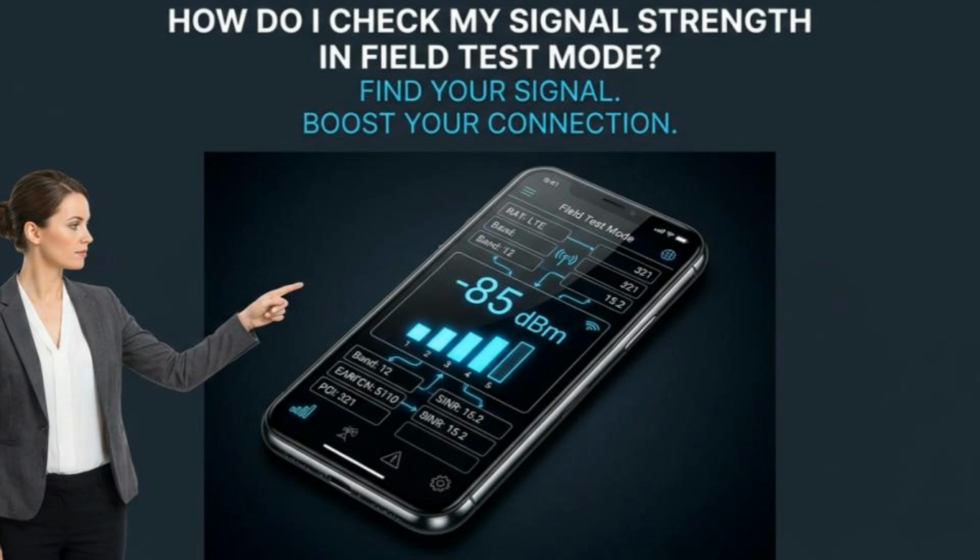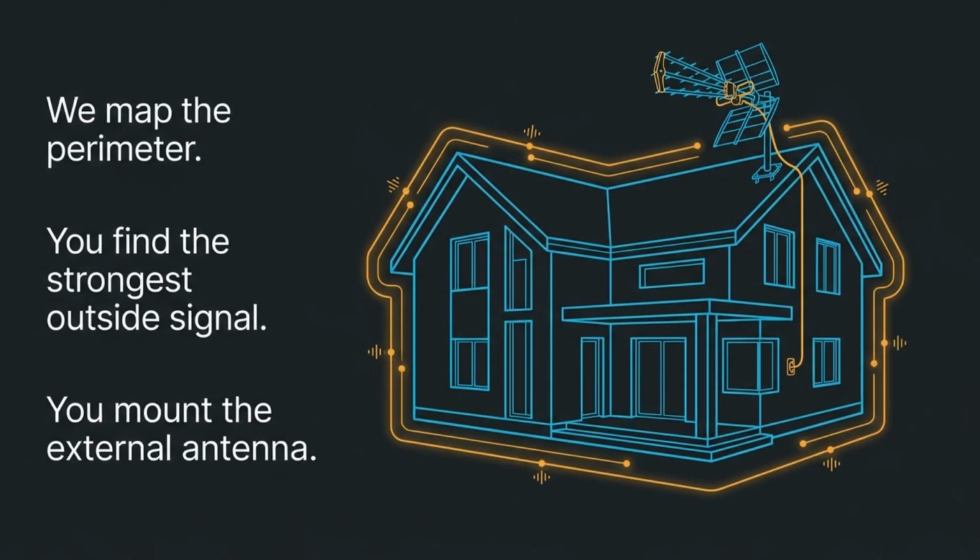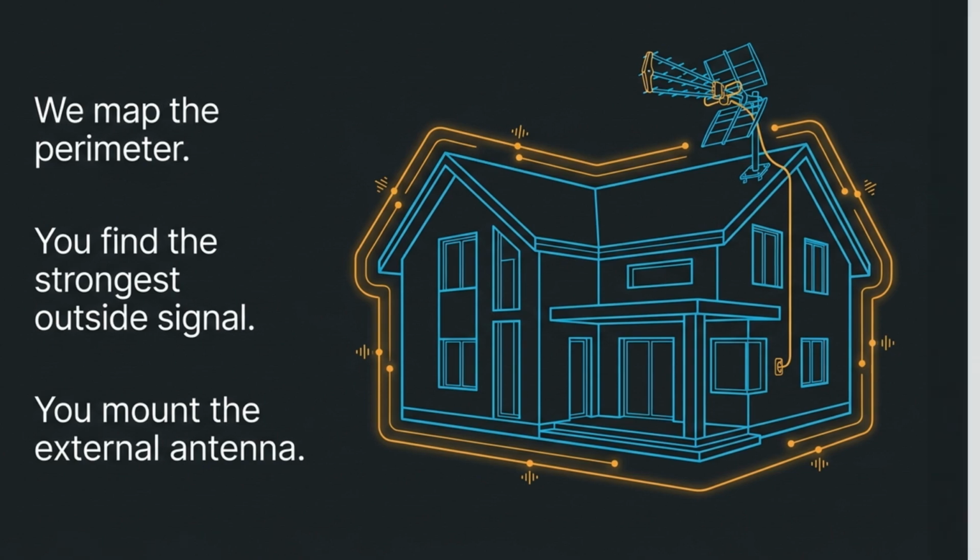This video will show you how to find your actual cellular signal strength using field test mode to improve your connection. Field test mode allows you to access a diagnostic dashboard with detailed information about your network connection and signal metrics. By mapping your perimeter, you can find the strongest outside signal and determine the optimal location to mount an external antenna for a signal booster.